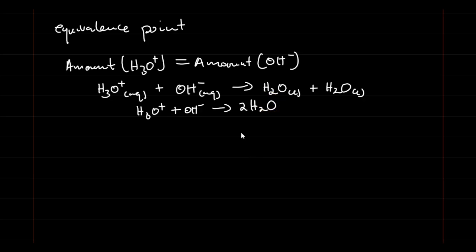This is the end of my titration, but we cannot see the equivalence point with our own eyes. So we always end our titration with a little bit extra of either the acid or the base. But at the equivalence point, this is what is happening. Okay guys, so let's say now we have an example.